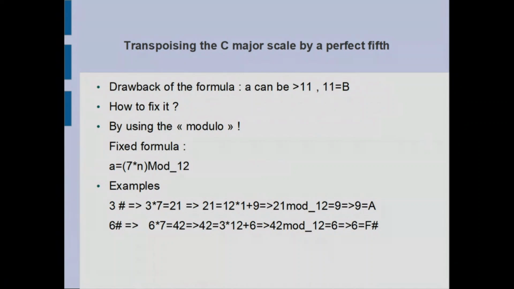When we have six sharps, 6 times 7 equals 42. 42 equals 3 times 12 plus 6. That means that 42 modulo 12 equals 6, and 6 is the label of F sharp. So it works. The formula works.